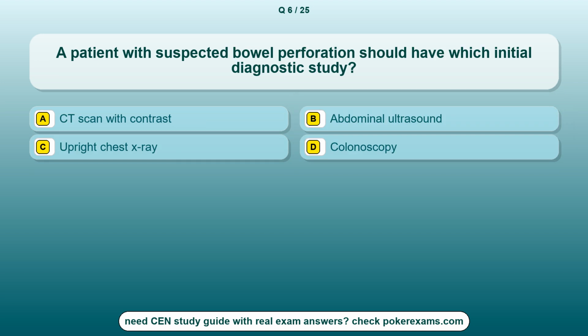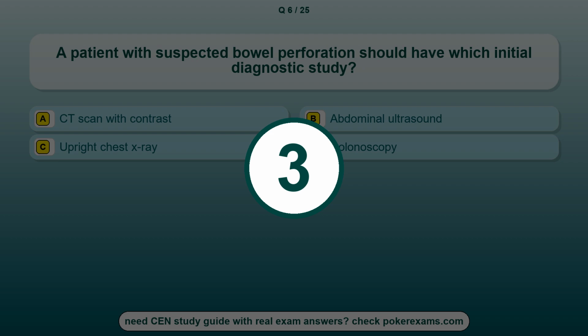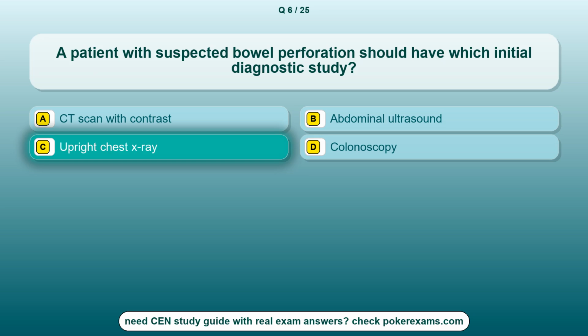Question 6. A patient with suspected bowel perforation should have which initial diagnostic study? Option A, CT scan with contrast. Option B, abdominal ultrasound. Option C, upright chest X-ray. Option D, colonoscopy. The correct answer is option C, upright chest X-ray.